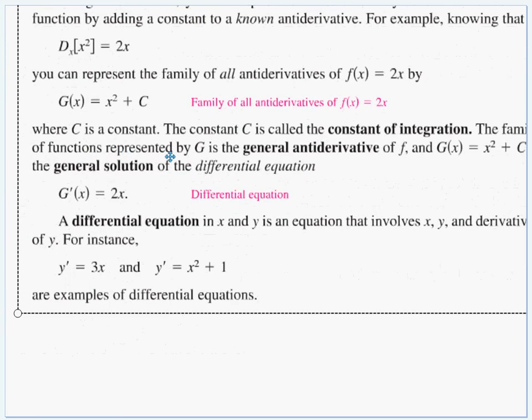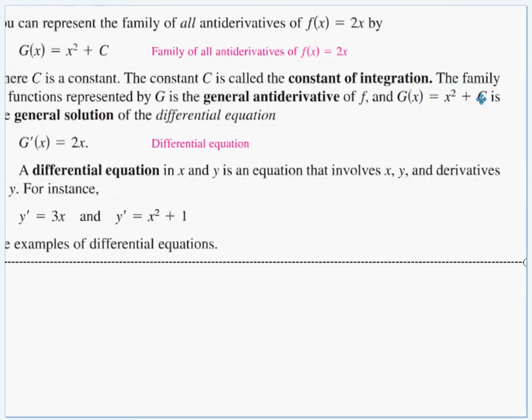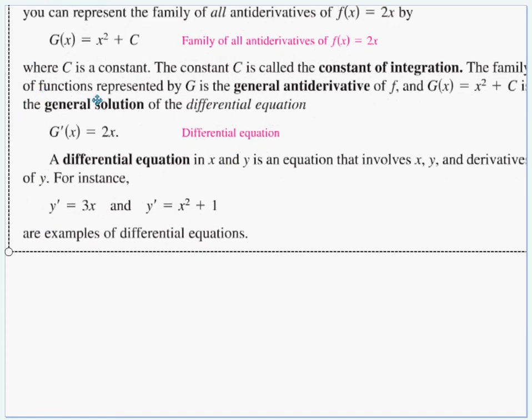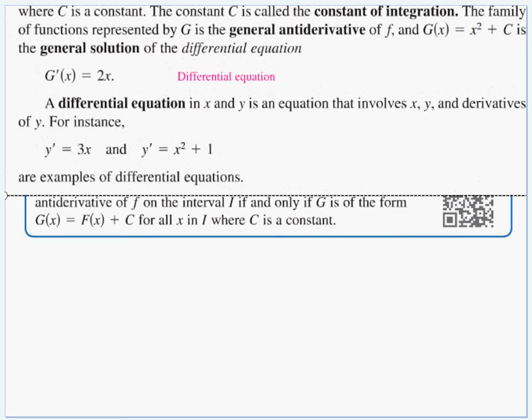The family of functions represented by capital G is the general antiderivative of f. And G of x equals x squared plus c is the general solution to our differential equation, G prime of x equals 2x. A differential equation in x and y is an equation that involves x's and y's and the derivatives of y. Something like this, y prime, our derivative, is equal to 2x, or y prime equals x squared plus 1, are examples of differential equations.